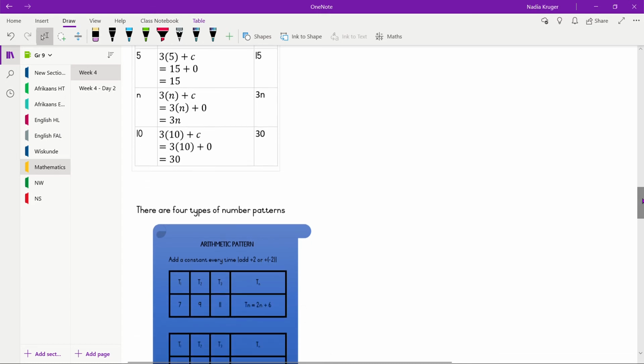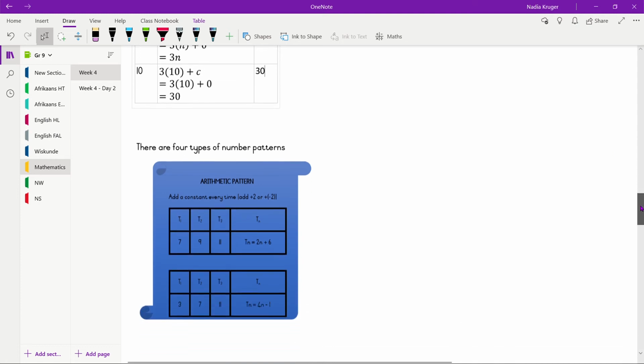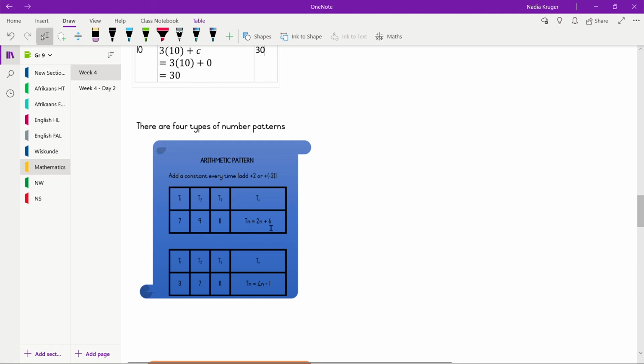These are patterns that always have a constant added to it. The constant, which is A, can be a +2 or a -2. That is the constant that we work with every time. We can see here that we add 6 and then we add a negative. So that is what I explained to you earlier, where a C can be a positive or a negative. And this also applies to A. A can also be a positive or a negative.